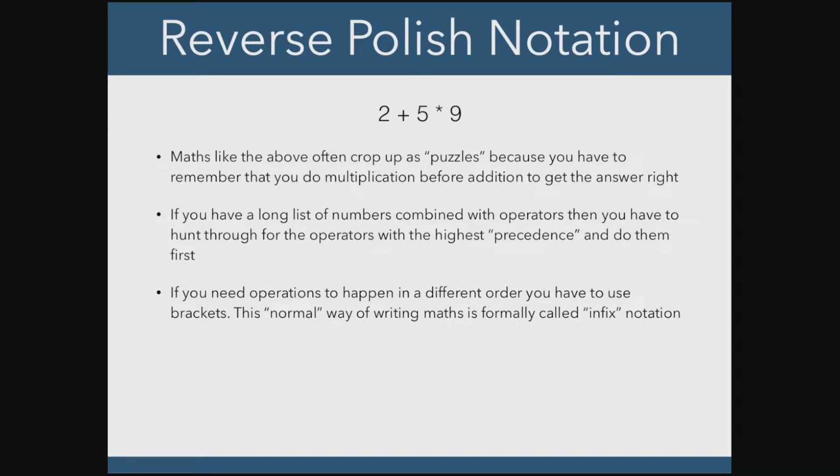If you need it to happen in a different order, you use brackets. So if I wanted to do 2 plus 5 and multiply the result of that by 9, I'd put brackets around the 2 plus 5. Now, formally, this way of writing your maths is called infix notation, because the operator goes in between the things that it is operating on. So you have 2, a number, operator, plus 5, another number.